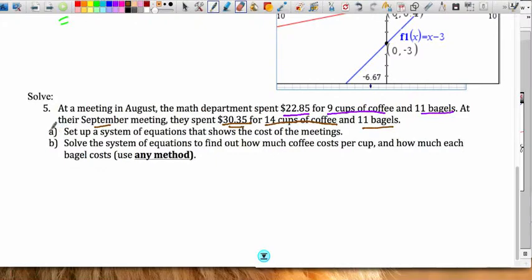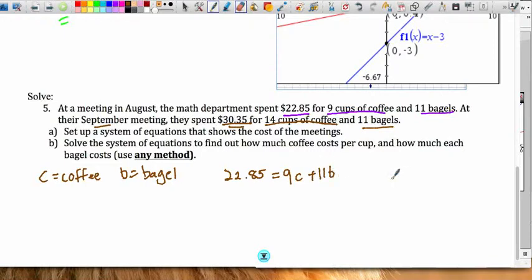And what we've been asked to do is to set up a system. Hopefully you realize straight away that I'm going to use the letter C as one variable, the cost of coffee, and B is going to be the cost of a bagel. My system of equations will be as follows. $22.85 was the total cost for 9 cups of coffee and 11 bagels. And then, of course, we move to the September meeting where we have $30.35 for 14 cups of coffee plus, once again, fortunately for us, 11 bagels.